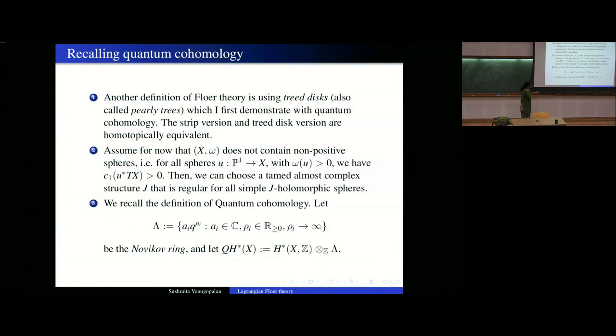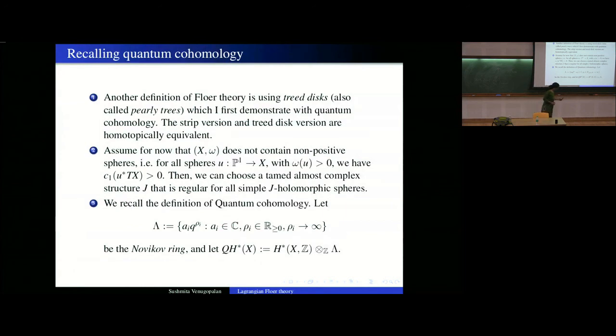So before I get into the definition, I also recall that we used a special kind of ring which retained all the information of the homology class of the spheres you are counting. I use a slightly smaller ring than what Ritwik was using. I don't remember the homology classes as such, I'm just going to remember the energy of the homology classes. So the ring I'm going to use, my Novikov ring, is just going to have one formal variable with real exponents. The exponent is going to contain information about the energy of the spheres.